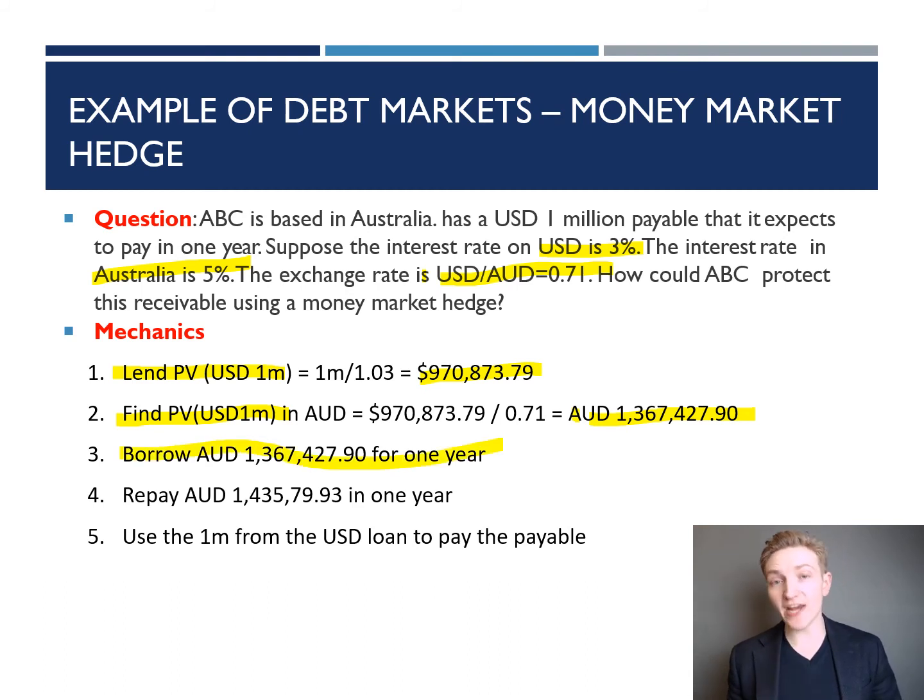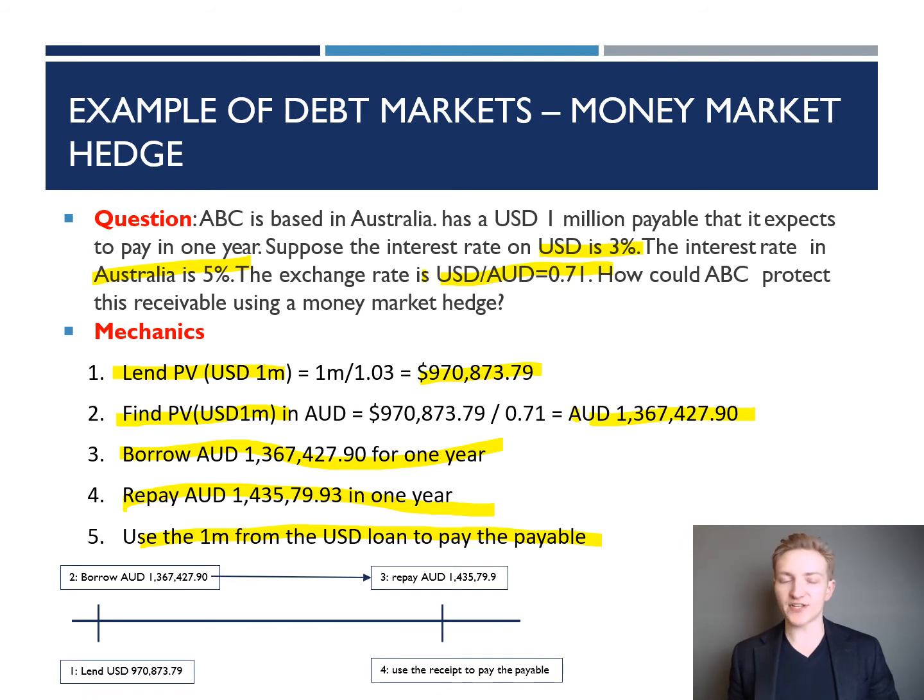And we're going to need to repay that in a year's time with interest. So you multiply it by 1.05 to get the amount of Australian dollars you need to repay in a year's time. And then you use your US receivable from your lending to pay off your payable. So that's effectively how this works.